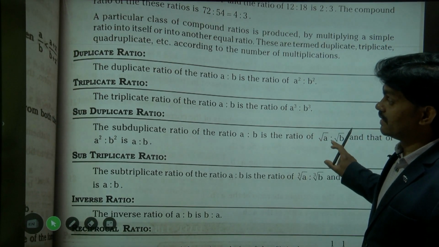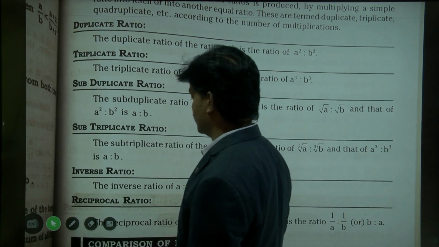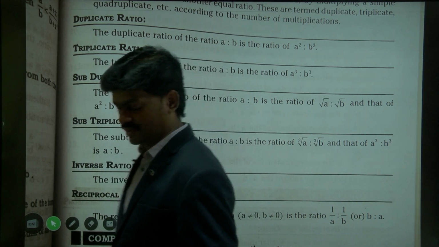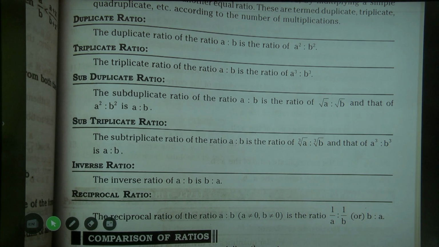Duplicate ratio, triplicate ratio, subduplicate, subtriplicate, and inverse, reciprocal. Please, once you go through, I'll explain those points. These points are very much important. Generally, these we don't see in regular math. Only in IIT math we can see these kinds of points. Okay, please check those points. So what is duplicate, what is triplicate, let us discuss now.